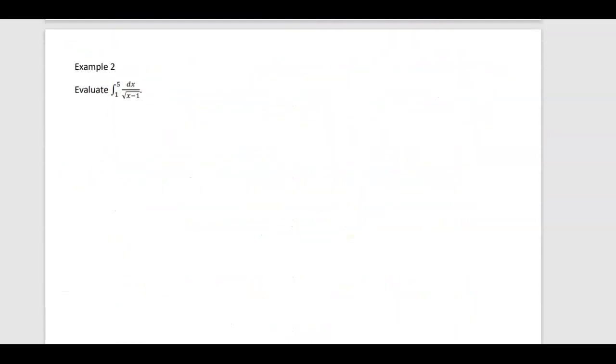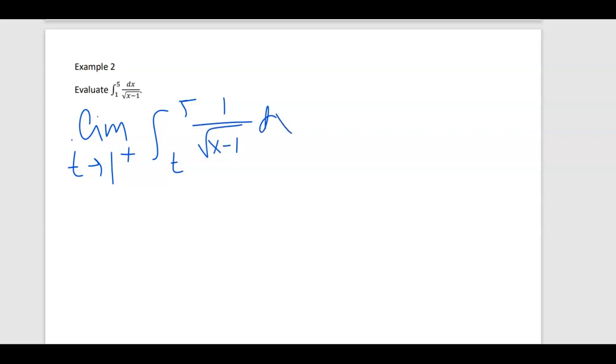All right, let's look at another example here. So we are going to integrate from 1 to 5, a very similar function. Now in this case, notice that my integrand is discontinuous at 1. So I'm going to let this be the limit as t goes to 1 from the right-hand side, because my interval goes from 1 to 5. So now I'm approaching 1 from the right-hand side. Integral from t to 5, 1 over square root of x minus 1 dx.